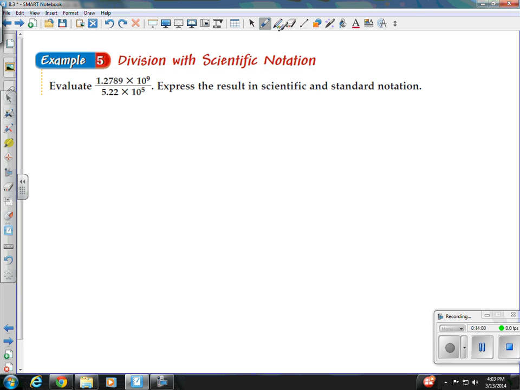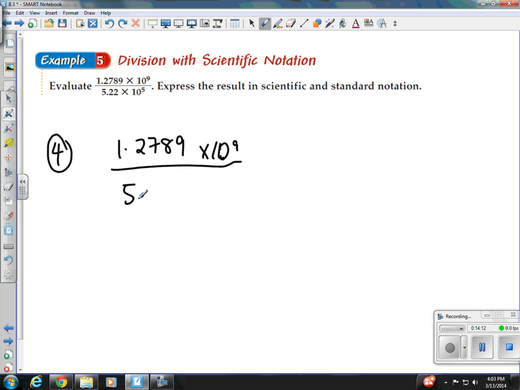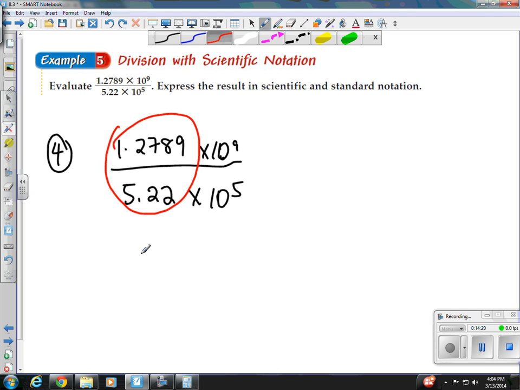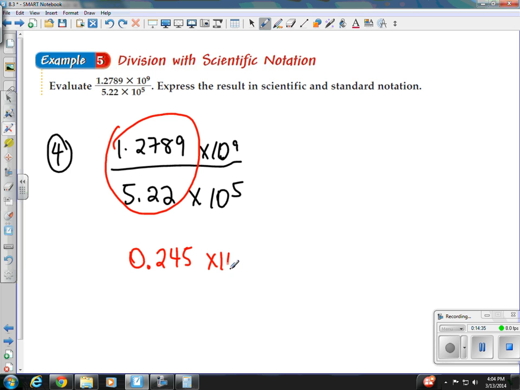All right, and our last example has 1.2789 times 10 to the 9th all over 5.22 times 10 to the 5th. So we still use our rules. We divide our coefficients. So 1.2789 divided by 5.2, and it gives us 0.245 times 10 drops down, and when we divide, we subtract our power. So 9 minus 5 gives us 4.